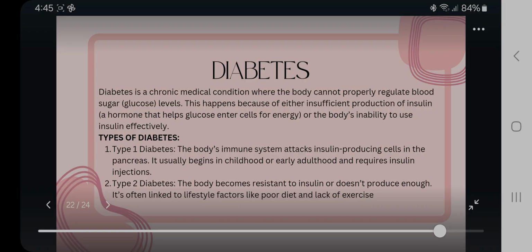And type 1 involves where the body's immune system attacks insulin producing cells in the pancreas. However, type 2 is when the body becomes resistant to insulin or it doesn't produce enough. And there's also a third type called gestational diabetes, and that's usually one that develops during pregnancy, and it can increase the risk of type 2 diabetes.